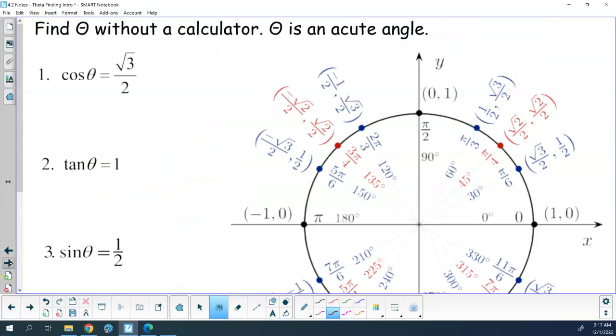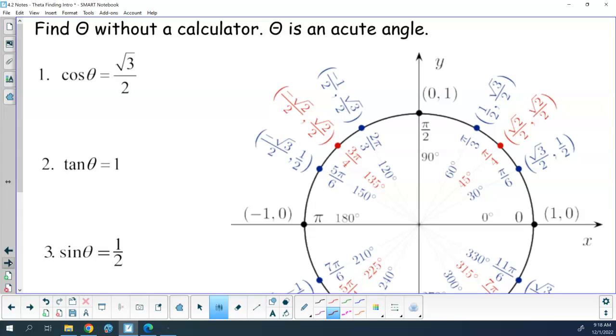So now we're going to utilize our unit circle. But instead of asking for a specific value, like the sine of 11 pi over 6, I'm going to ask you for the sine of theta is square root of 3 over 2, and you're going to have to give me the angle. Angle finding, theta finding, whichever one you prefer.